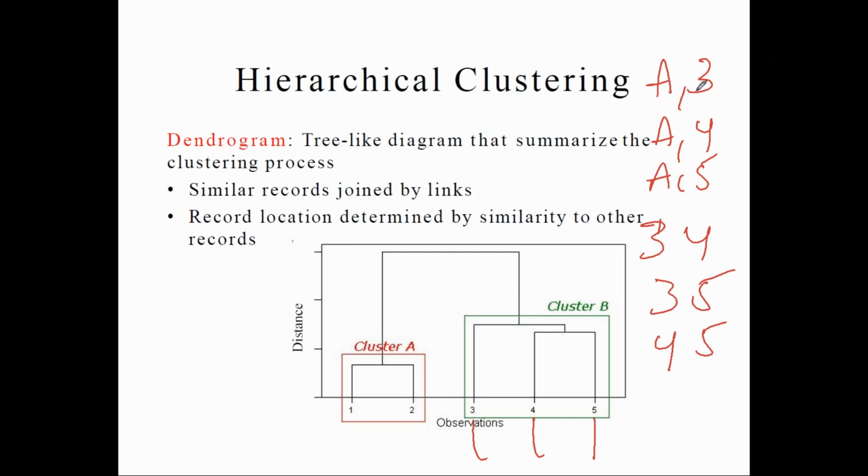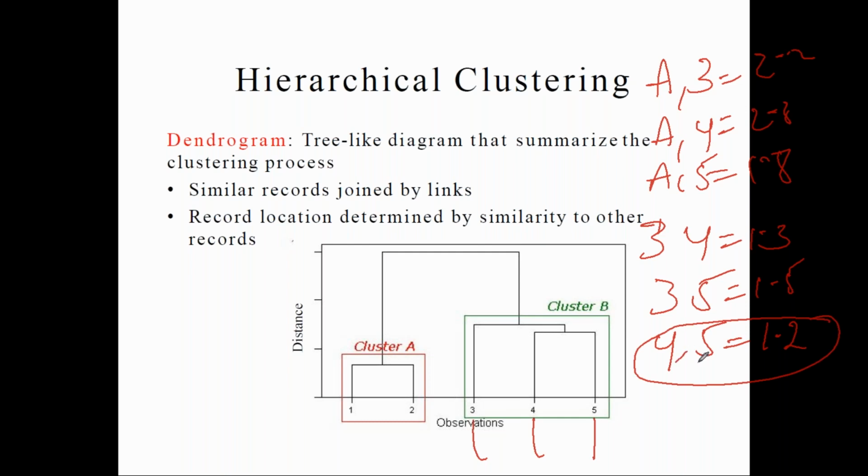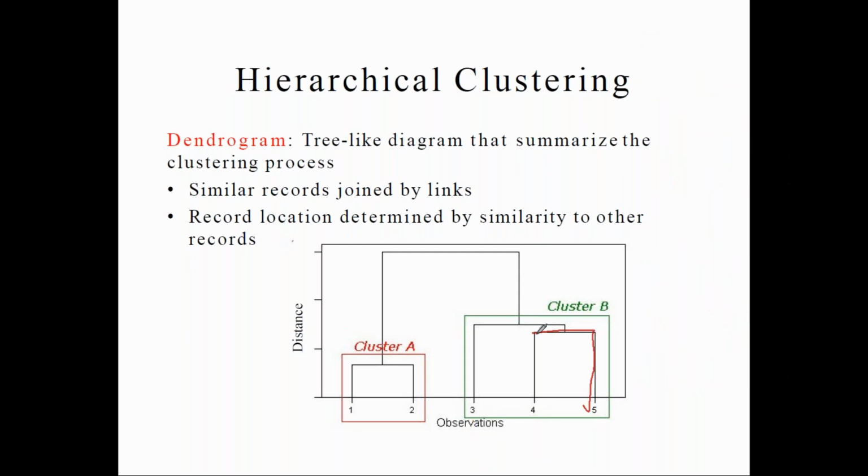In the next iteration, you'll find that 4 and 5 is getting 1.2 and remaining all are 1.5, 1.3, 1.8, 2.2 like this. So which one is least? Now 4 and 5 is least. So you'll form these two as one cluster. You can see here, this is formed as one cluster because it is 1.2. This is formed as one small cluster.